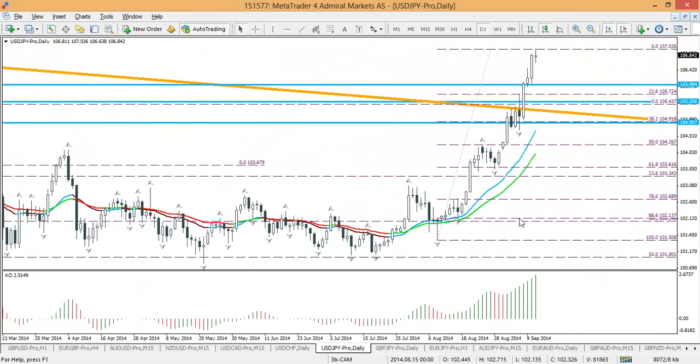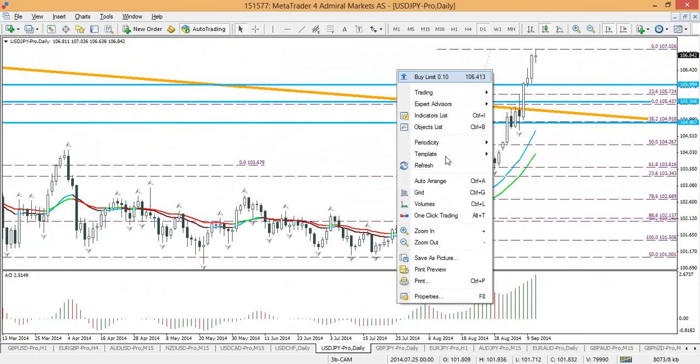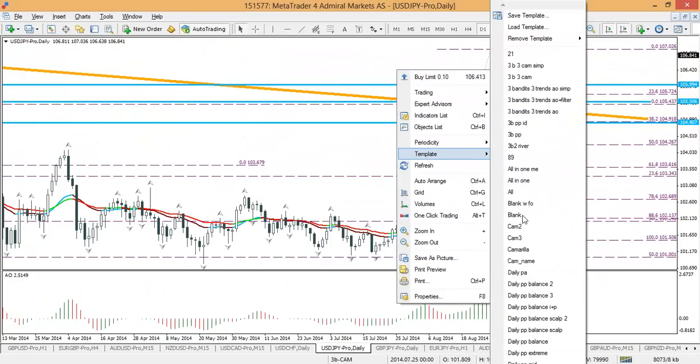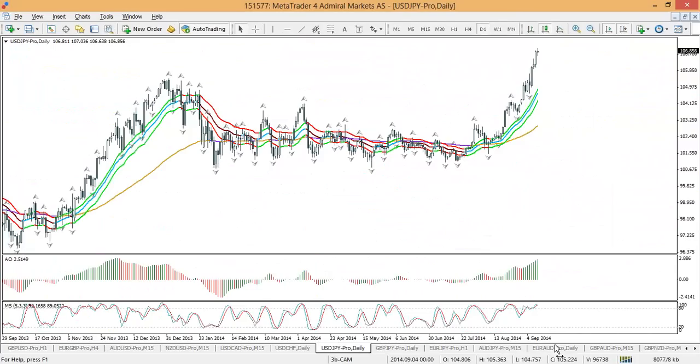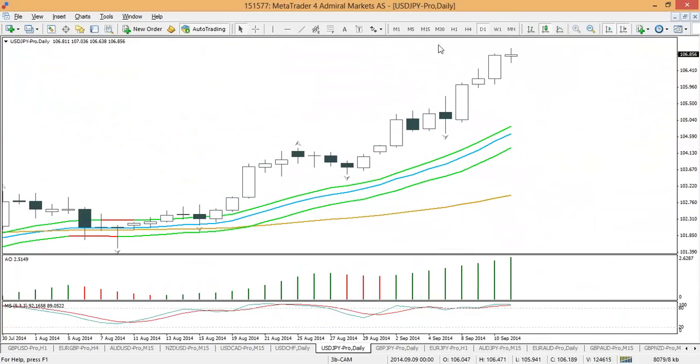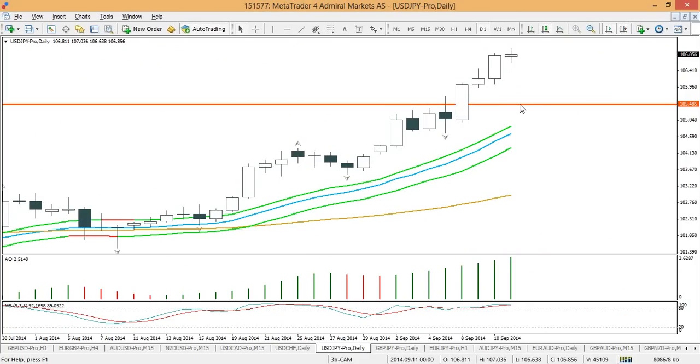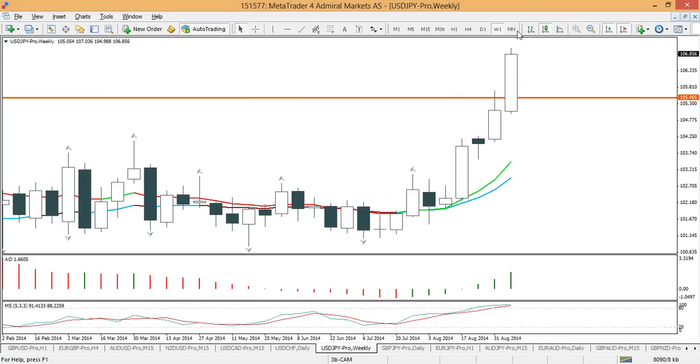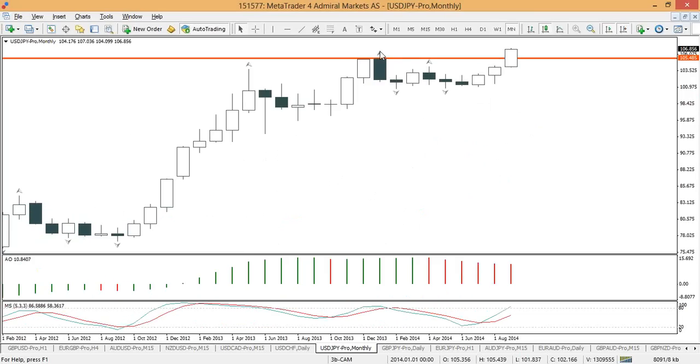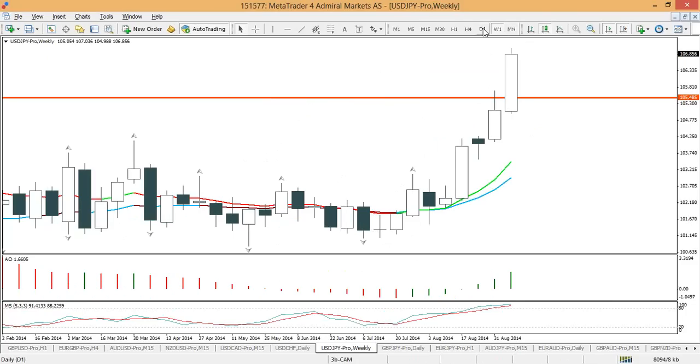Dollar yen just keeps breaking and breaking. From a daily point of view, we have already strong candles. We have entire candles above this broken monthly resistance, this broken monthly top dating back to the beginning of this year. So it's definitely looking like a sustainable, good breakout.